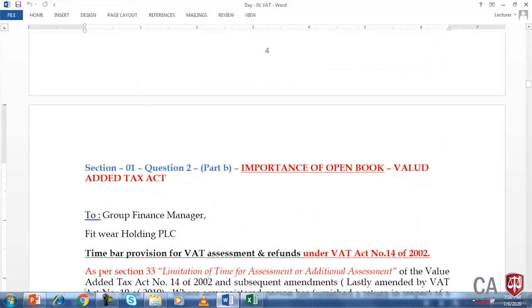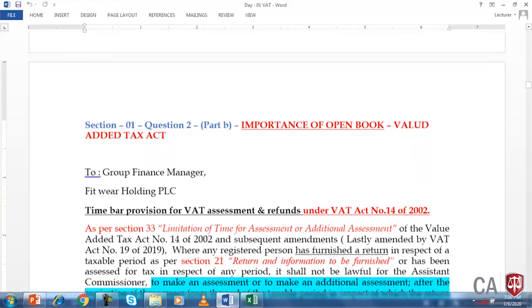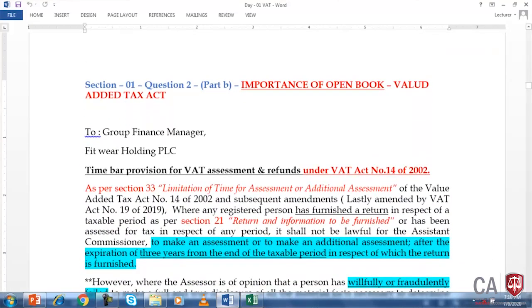Now see in Section 1, question 2, part B. Here I have mentioned in red and underlined the importance of the open book. Can you remember, in the session outline and the introduction to the paper, the Value-Added Tax Act is the open book reference for your examination.